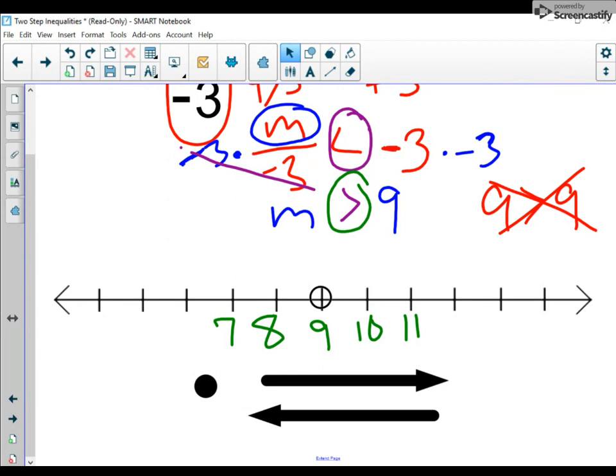And greater than means I'm going in what direction? To the right. Very good. So that is what our graph should look like. We should have an open circle shaded to the right.